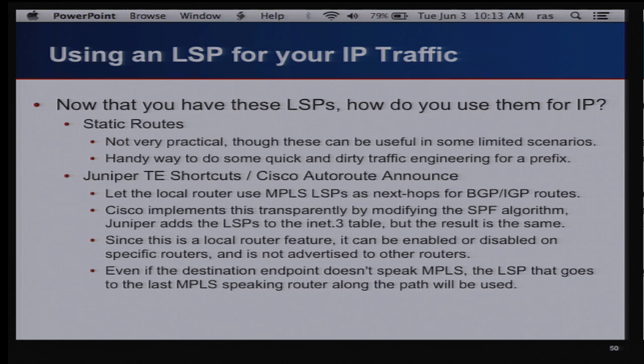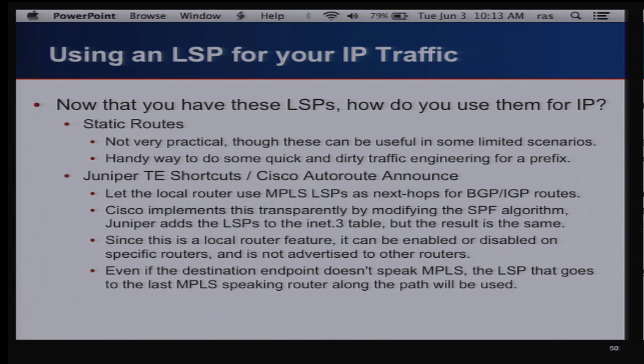So then the next question becomes, I've got all these LSPs in my network. How do I use them to route my IP traffic, my internet traffic? There's a couple different ways you can do this. There's some networks that choose to do it entirely by static routes. You can literally say, I want to take this route or this specific thing and forward it into this LSP. It's a handy way to do some quick, dirty traffic engineering, but it's not very scalable.